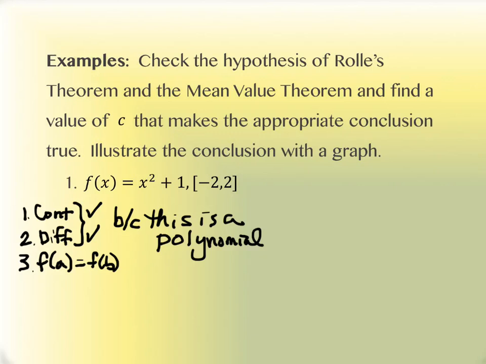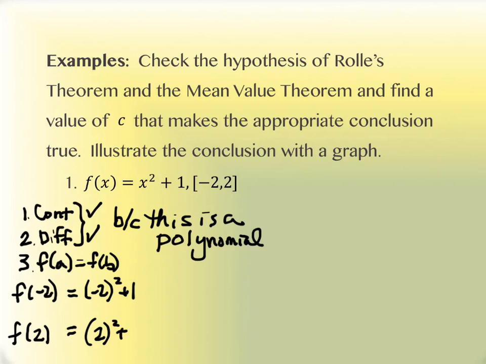Now the third one's a little different. That's going to change depending on the problem, but it's actually going to be using whatever the endpoint values are that we have. So we have endpoints of -2 and 2, and what we have to test is whether or not they actually are the same. So we're going to find what is f of -2 and what is f of 2. So f of -2 means we have -2 squared plus 1, and the other one is +2 squared plus 1.